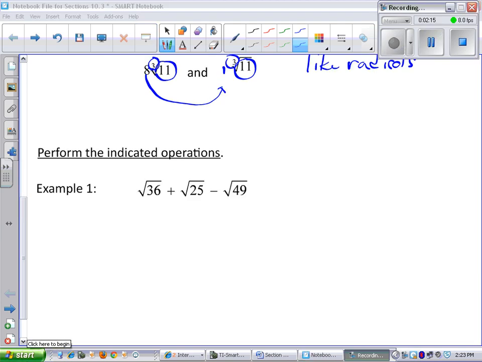Let's perform the indicated operations. Example 1. The square root of 36 plus the square root of 25 minus the square root of 49.